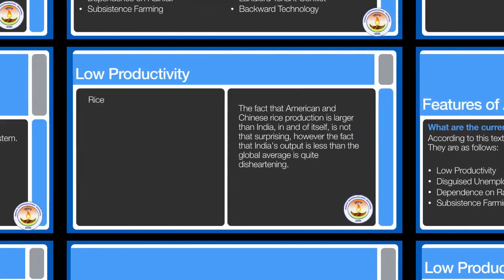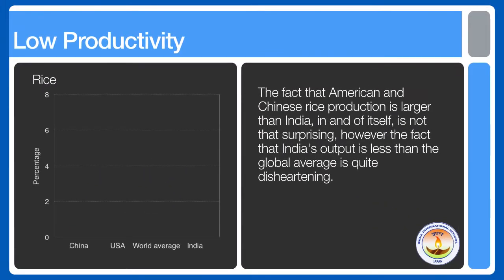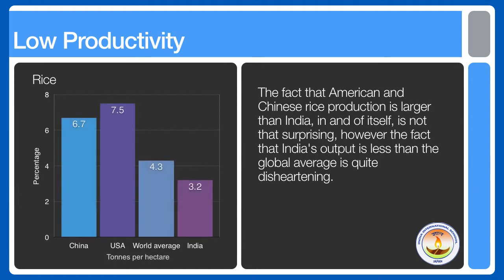First, let's take a look at low productivity. Now, we're going to break this up into 3 different discussion points. The first one is the productivity of rice. Next is the level of wheat production. And then finally, coarse grains.